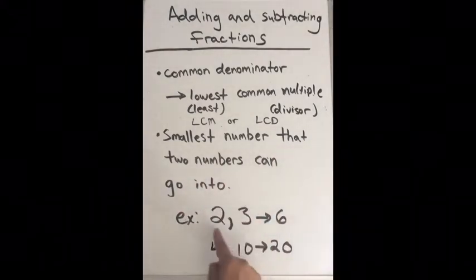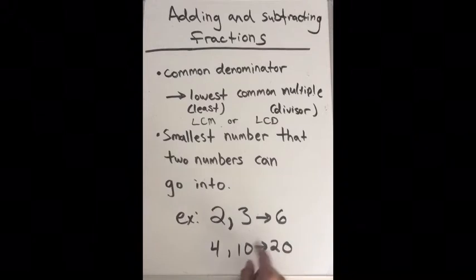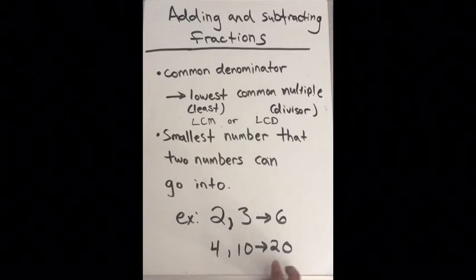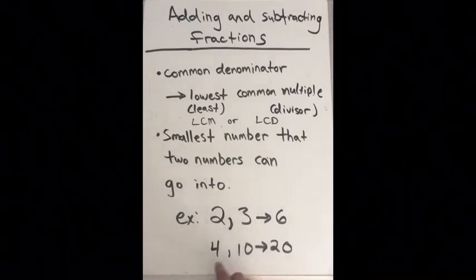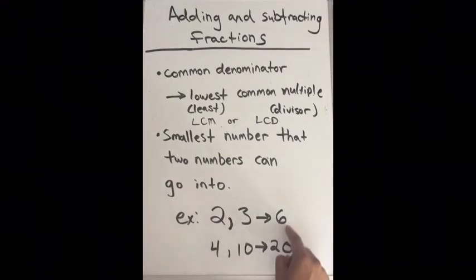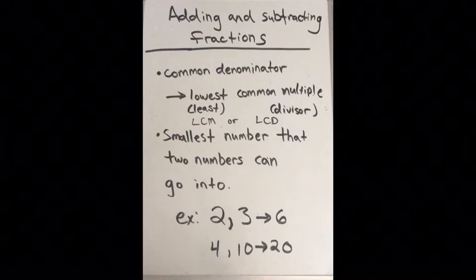In the case of 2 and 3, well, the smallest number that both of these numbers can go into is 6, because 6 divided by 2 is 3, and 6 divided by 3 is 2. In the case of the numbers 4 and 10, the LCM or LCD here we see is 20, because 20 divided by 10 is 2, and 20 divided by 4 is 5. 20 is the smallest number that both of these numbers can go into.